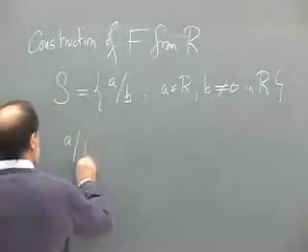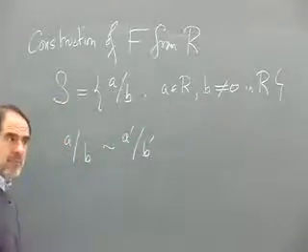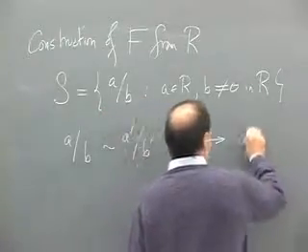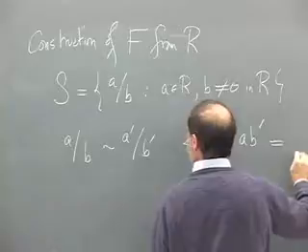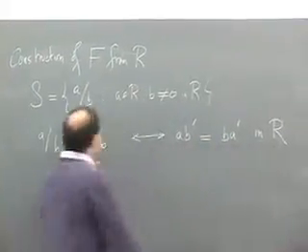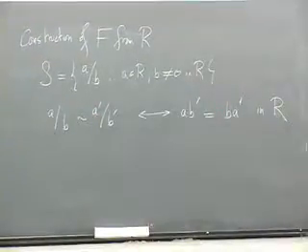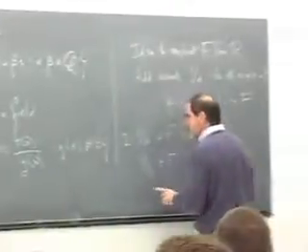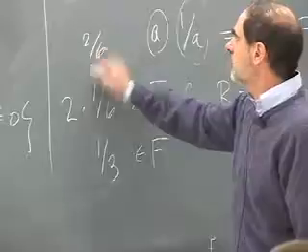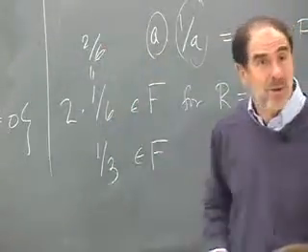I say that A over B is equivalent to A prime over B prime if and only if, well, what do you think? AB prime is equal to BA prime in R. Namely, if they look like the same fraction in the rational numbers. I mean, that's why 2/6 is equal to 1/3, right? 3 times 2 is equal to 6 times 1. This would be the symbol 2/6. This would be 1/3. They'd be equal because 3 times 2 is 6 times 1 in the ring.